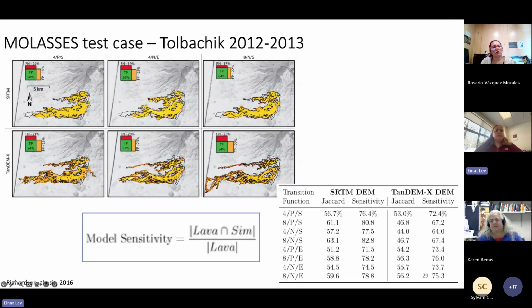Here are Molasses test cases, for example, Tolbachik 2012-2013 eruption, where they looked at the model sensitivity to different parameters by looking at the fit between the simulated flow footprint and the actual lava footprint. There are different ways to assess the quality of the fit between a model and the observations that we have, and there are also tools for that in Victor.